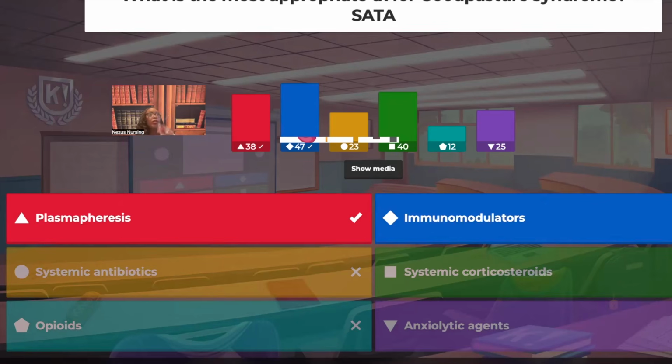What else do you need to know for your state exam? So that's one thing you need to know, those two treatments. The second thing you need to know is that this is an autoimmune disorder. You absolutely must know that.